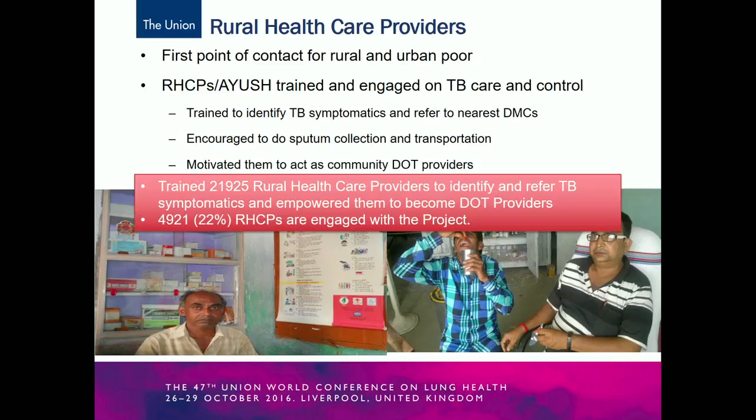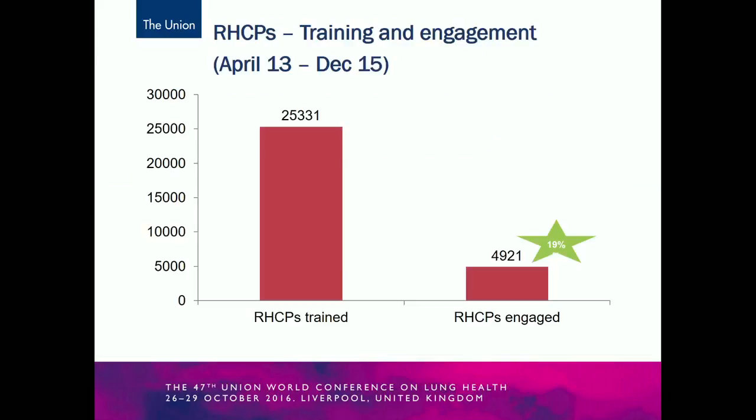So through this project, we have trained nearly 22,000 rural healthcare providers, and consistently 22% of the RHCPs are engaged with the project. So every quarter, these RHCPs identify some TB symptomatics and refer them to the diagnostic facilities. So this is the engagement, the number of RHCPs trained and the number engaged.